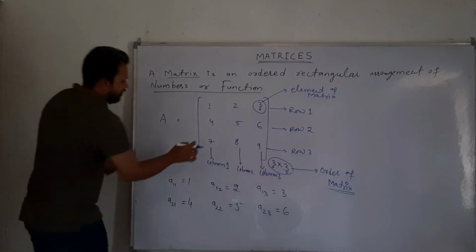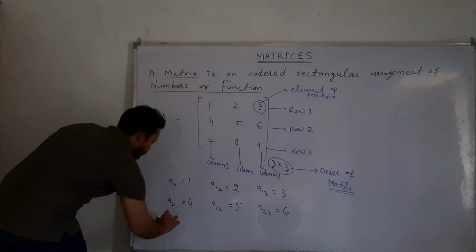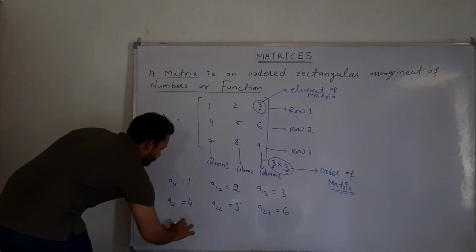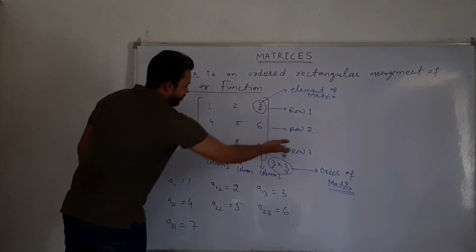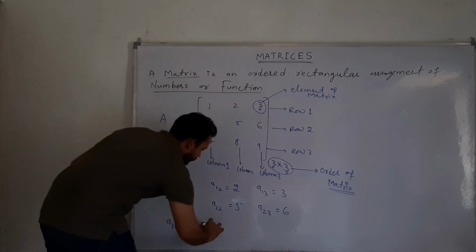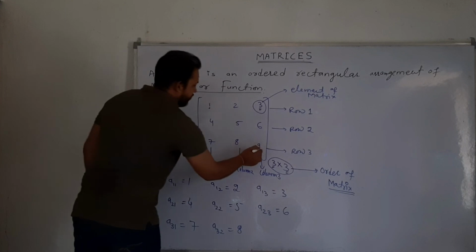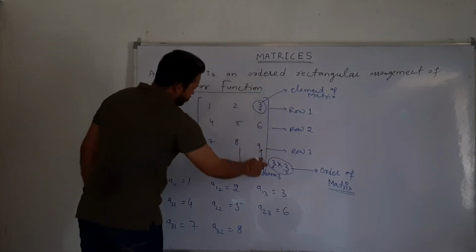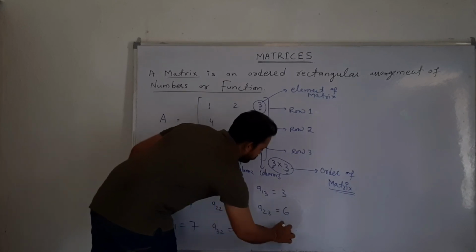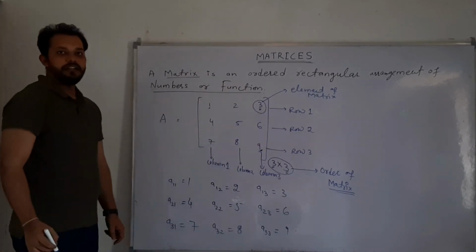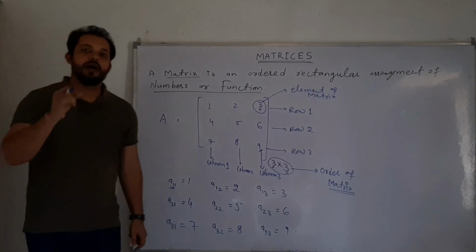In the same way, this element is in the third row and first column, so we write a31 is equal to 7. This element, third row, second column, is a32 is equal to 8. This element, third row, third column, is a33 is equal to 9. This is how we represent any element of a matrix.